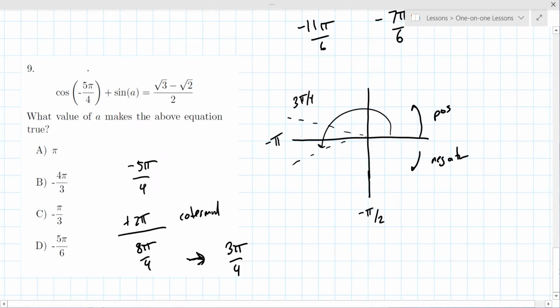So what is the x coordinate there? Cosine of 3 pi over 4. Negative root 2 over 2. Negative root 2 over 2 plus sine A equals square root 3 over 2 minus square root 2 over 2.